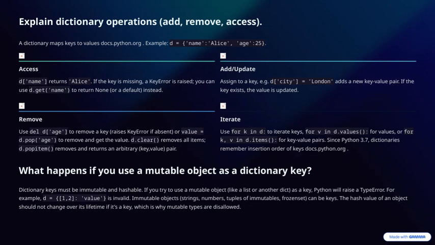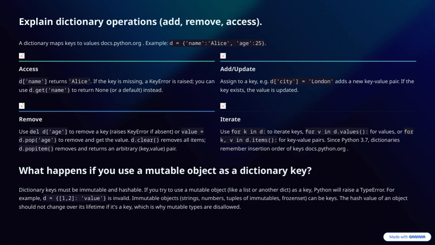Let's talk about dictionary keys. They must be immutable and hashable. That means if you try to use a mutable object like a list or another dictionary as a key, Python will raise a TypeError. For example, trying to do d = {[1, 2]: value} is invalid. On the other hand, immutable objects such as strings, numbers, tuples of immutables, or frozensets can be used as keys. It's important to understand that the hash value of an object should stay the same over its lifetime if it's used as a key.